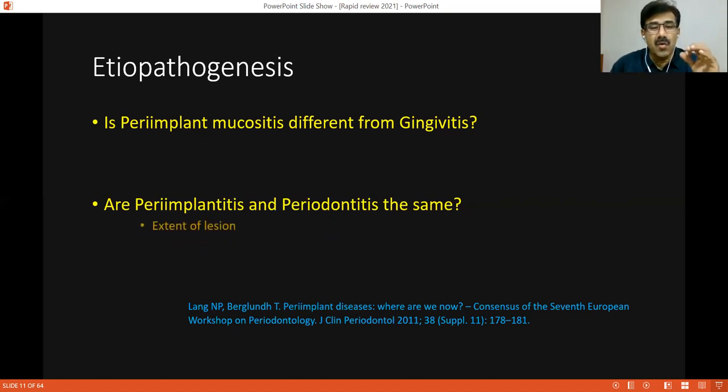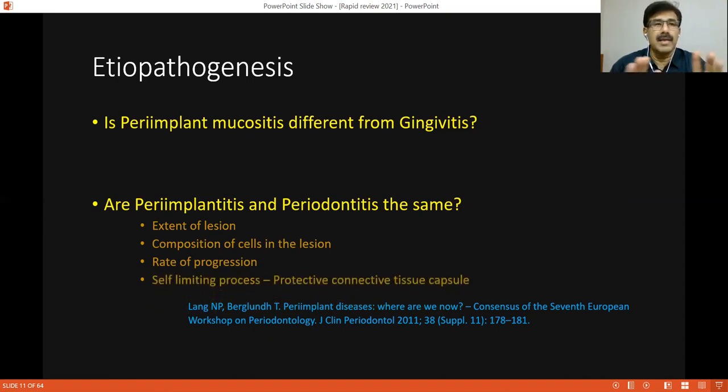One is the extent of the lesion. In cases of a periimplantitis lesion, the apical extent of the lesion is always very large. It's more apical. When you look at the composition of cells, periodontitis as well as periimplantitis have almost the same composition, predominantly lymphocytes and plasma cells. But the number of neutrophils and macrophages is more in periimplantitis. Now, the rate of progression, as I've already said, is much higher in periimplantitis compared to periodontitis.